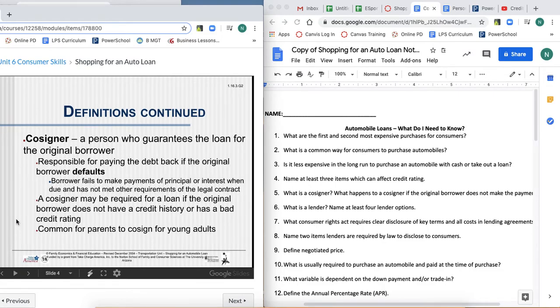And then we also have a cosigner. This is a person who guarantees the loan for the original borrower. For example, if you wanted to go and buy a car, your parents could co-sign for you, and that gives the lender a little bit more reassurance. This would mean that if you miss a payment, they can go to your parents and try to collect that money from them, because they are also liable for the payments. They co-sign with you, so they are taking some of the responsibility for paying for the vehicle.